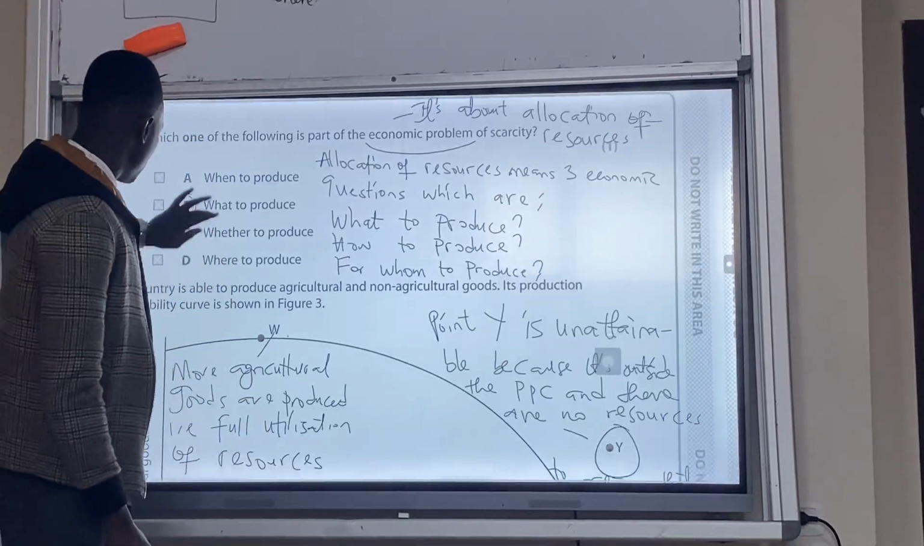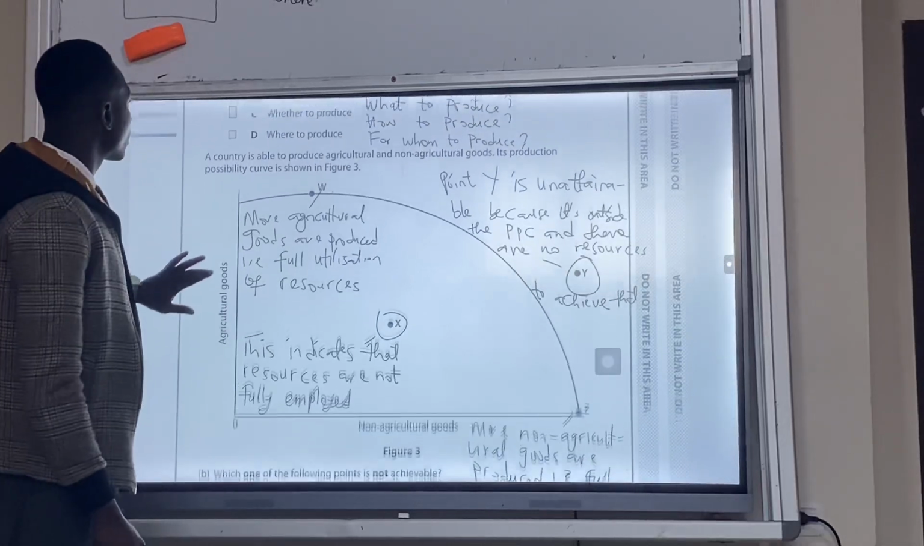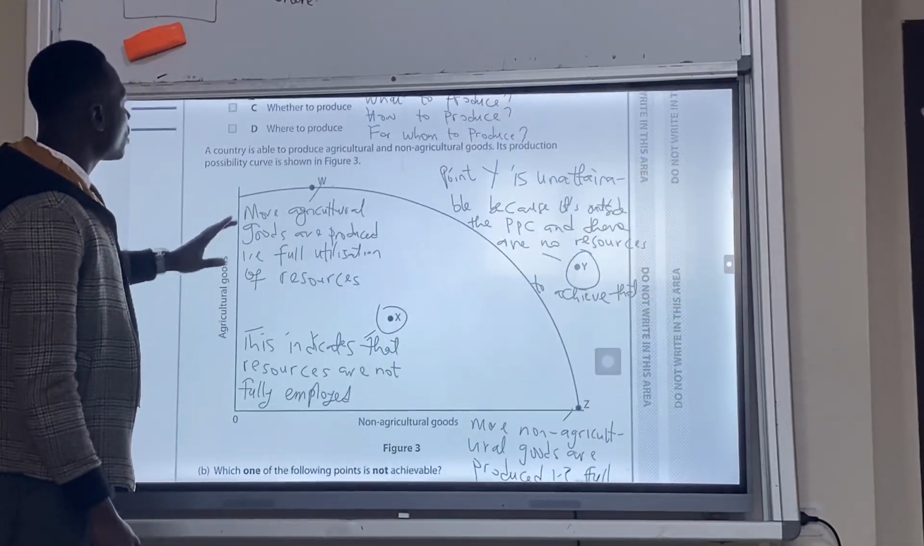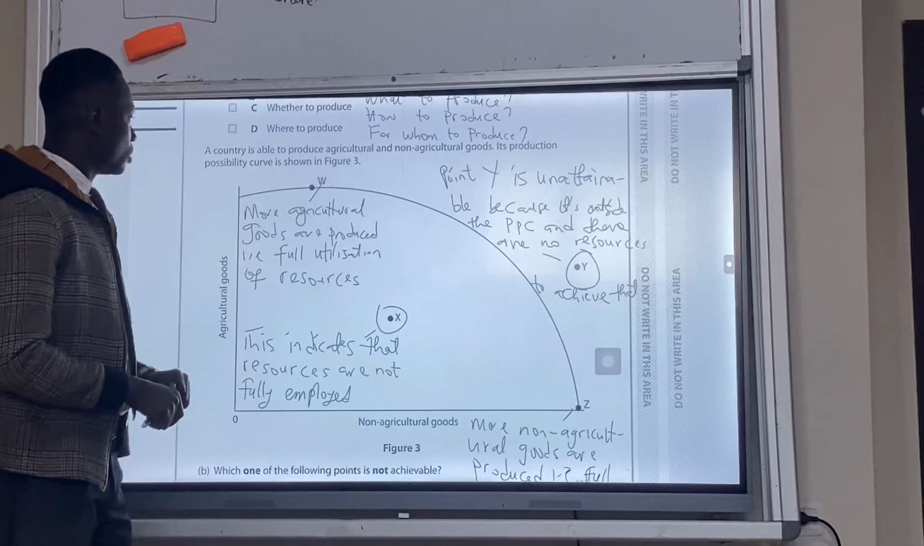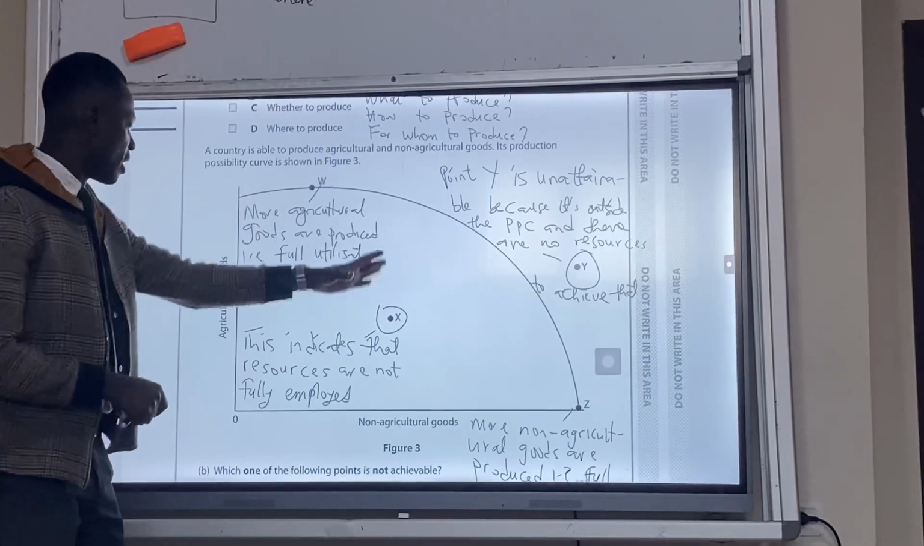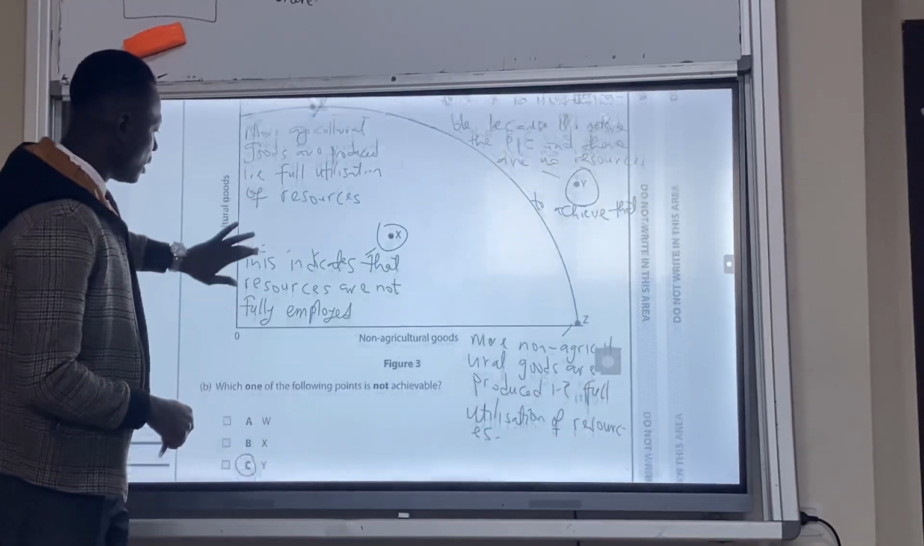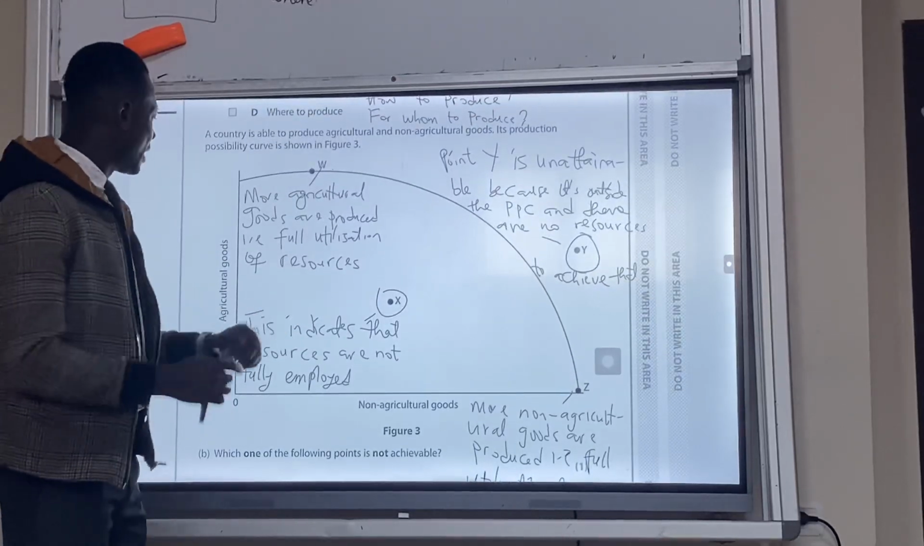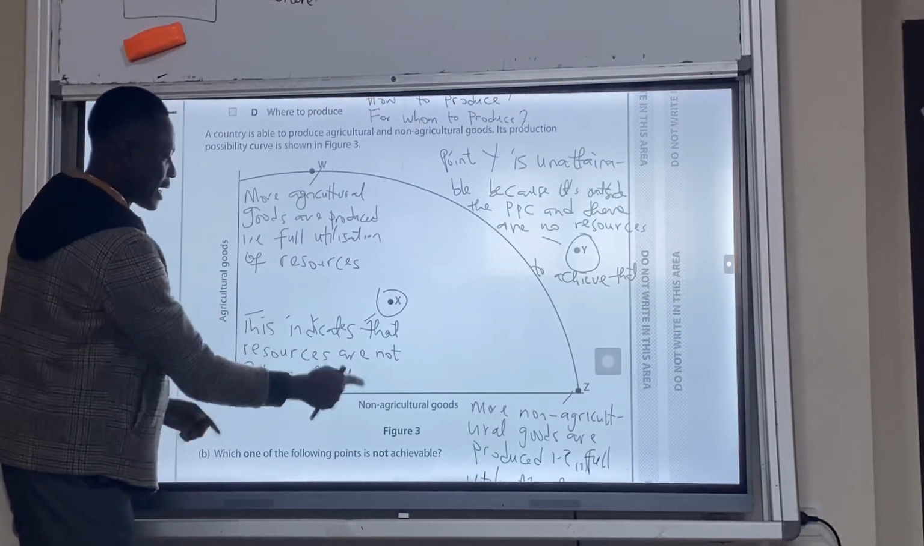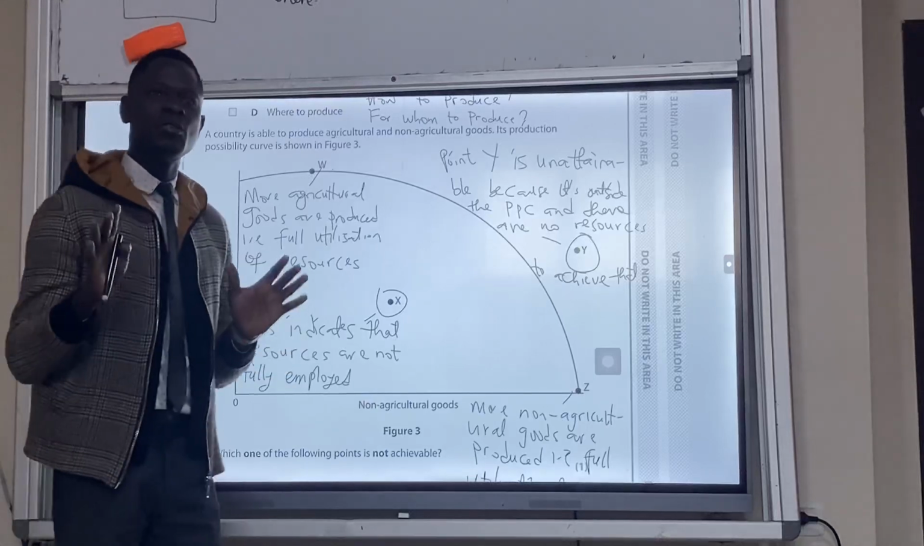We go to question B. It says, a country is to produce agricultural and non-agricultural goods. Its production possibility curve is shown here. When we talk about a production possibility curve, it's a graph that shows the combination of 2 goods that can be produced if all resources are fully utilized.